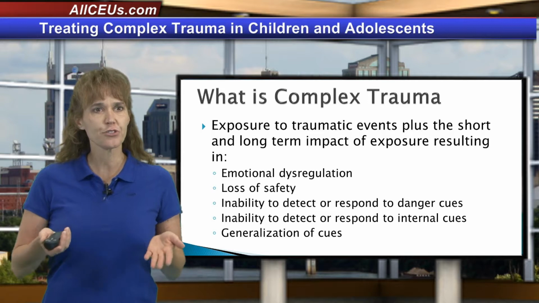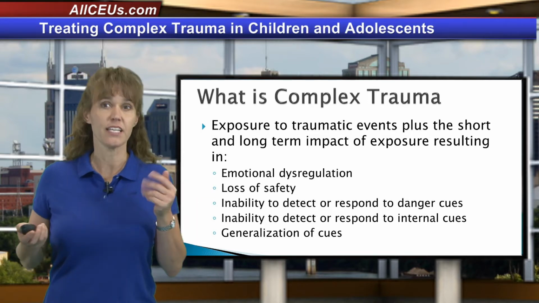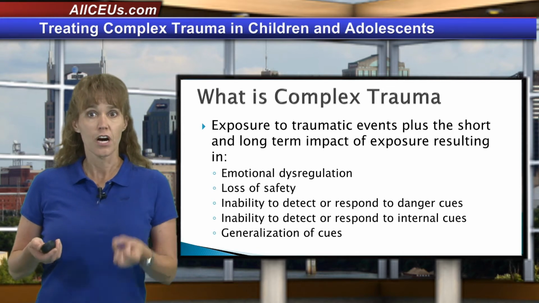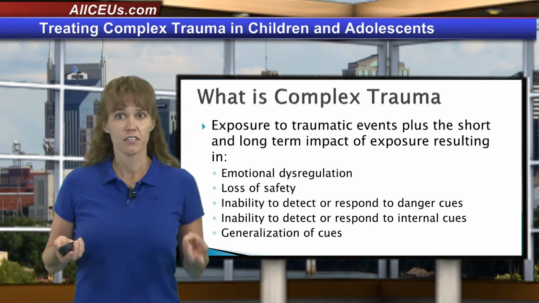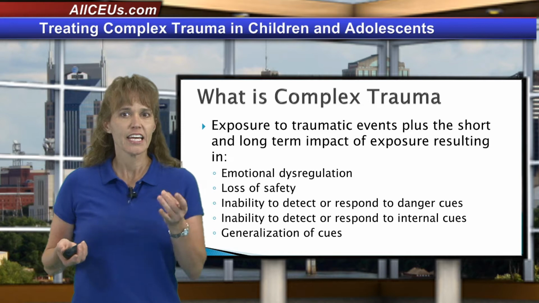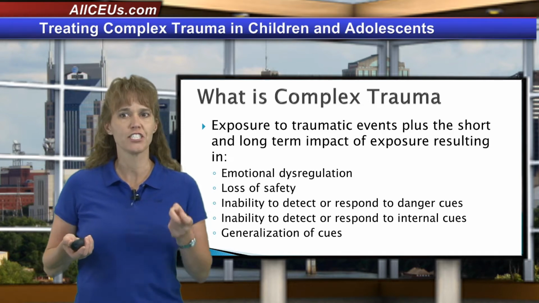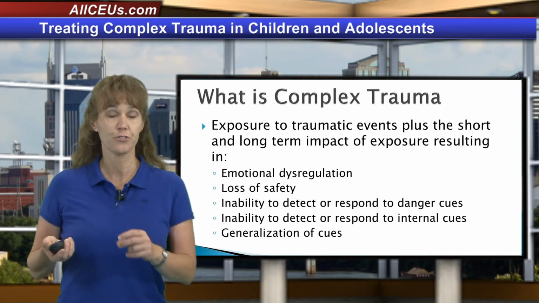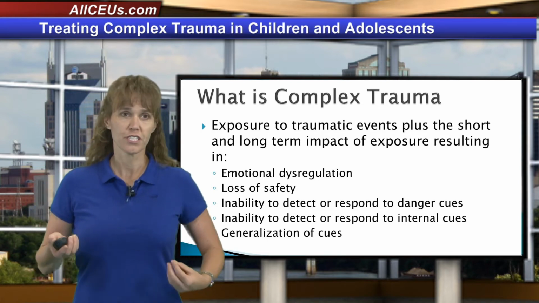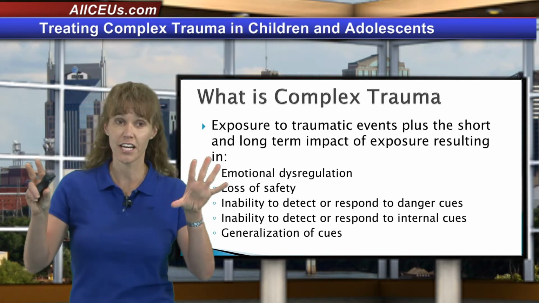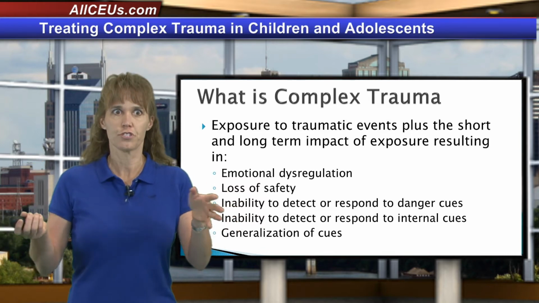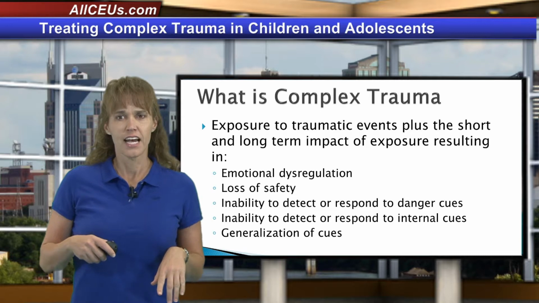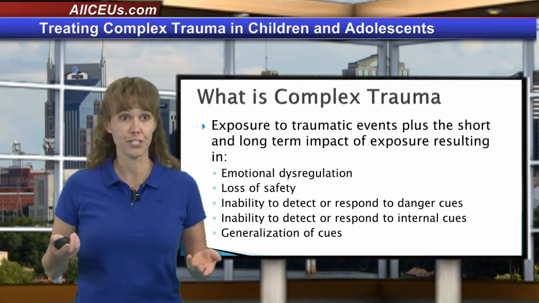So some of these issues that we may see in children who are experiencing complex trauma are emotional dysregulation, loss of safety, and inability to detect or respond to danger cues, or internal cues. So those internal cues that say danger, danger, danger, but also the external cues that go, ooh, I ought to get the heck out of here. And we'll talk about generalization of cues.